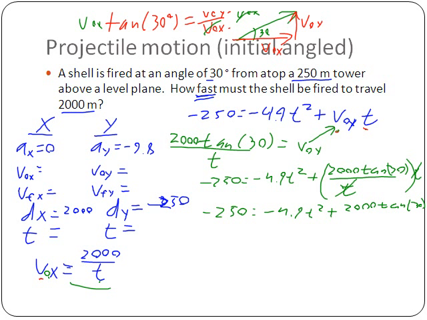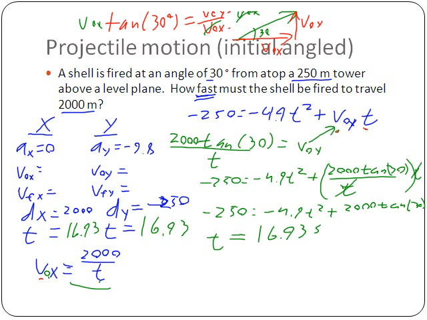So we'd say negative 250 minus 2,000 tangent 30, divide both of those by negative 4.9, and take the square root of that. When you do that, you end up finding that t is equal to 16.9314. So 16.93 is our time. We know the time now. That's in seconds, of course.